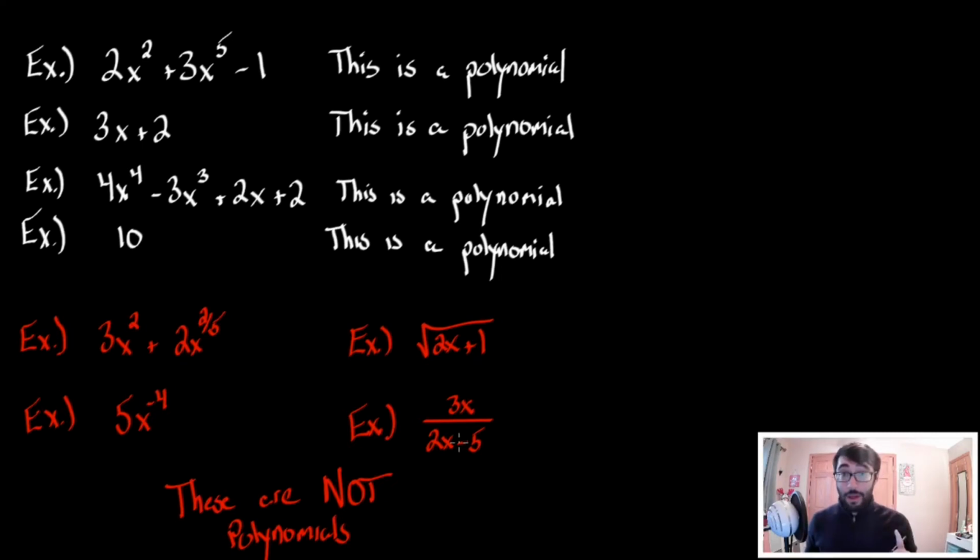So the takeaway here is real numbers. We need real numbers across the board, okay? And our variables have to have whole number exponents. They cannot be fractions. They cannot be negative. I can't see any variables underneath a radical. I can't see any variables in a denominator. So that is what a polynomial is.